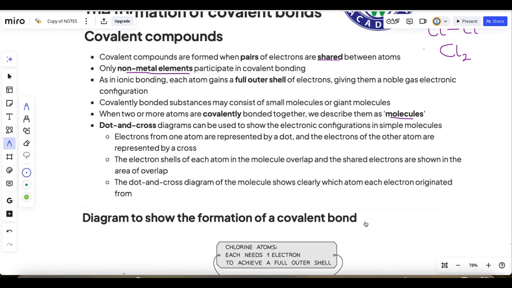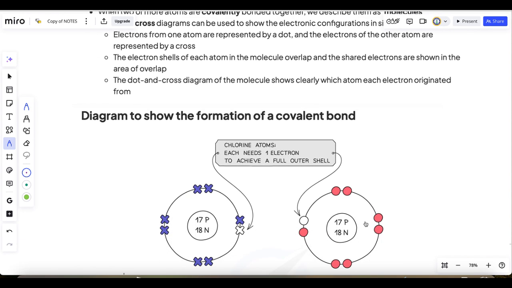And we can represent this with a cross and dot like we did in ionic bonding in part 1 of chapter 3. So it's the same logic, but in this case, the only difference is that no single atom is donating or transferring totally to the other atom. What they do is that they contribute, they overlap, and then they form a covalently bonded molecule. Now let's take a look at the diagram to show the formation of a covalent bond.